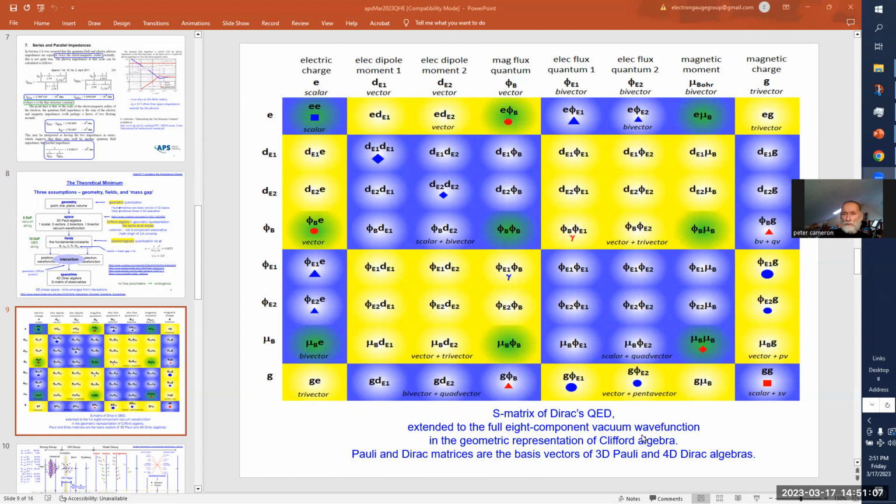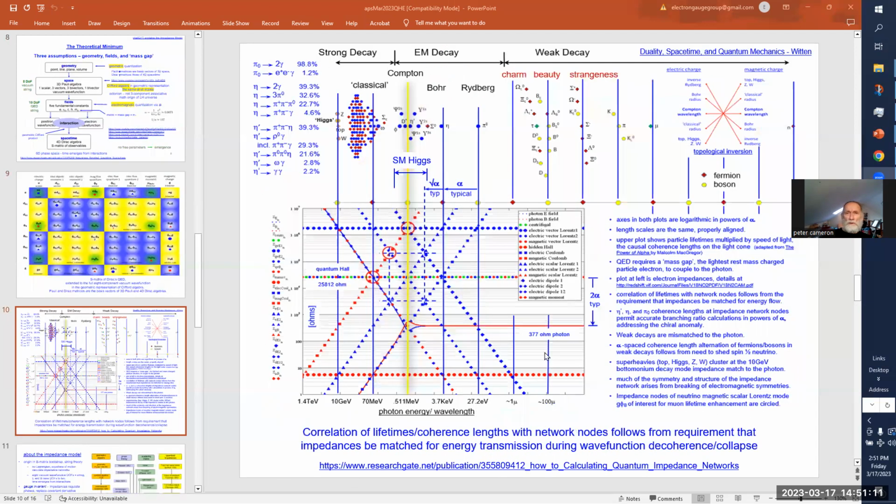So the things that have these colored symbols here, we can plot the impedances associated with those modes, and that's what we see here in this impedance network. The photon comes in, and as it gets to the Compton wavelength, the phase shifts cause the flux quanta to decouple. It breaks Maxwell's equations.